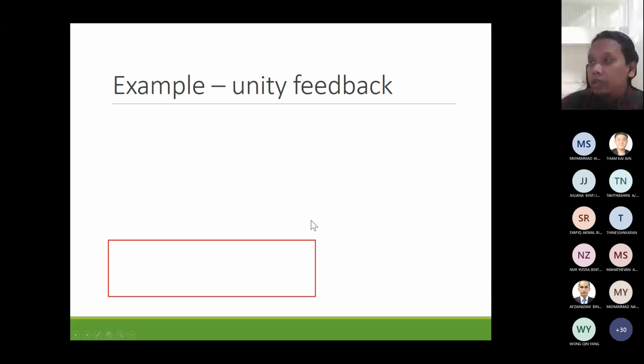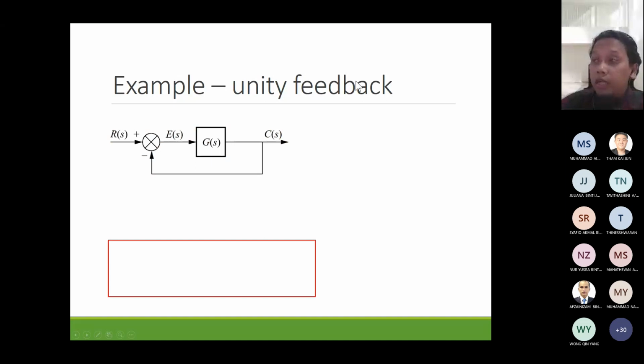Okay, so let's look at an example for a unity feedback system. Firstly, let me explain what a unity feedback system is. A unity feedback system is this block diagram here. If you have a unity feedback system, then the feedback transfer function here equals 1, while it only has a forward transfer function G(s).